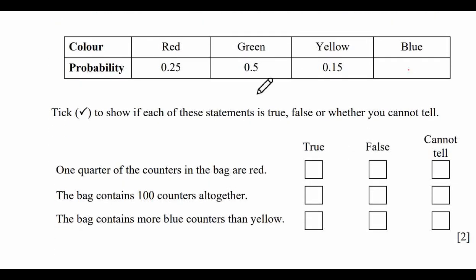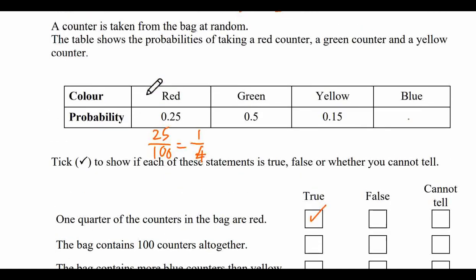So now tick to show if each of the statement is true, false, or whether you cannot tell. 1/4 of the counters in the bag are red. So red is 0.25. So 0.25 is the same as 25 over 100 and it's equal to 1/4. So this is true.